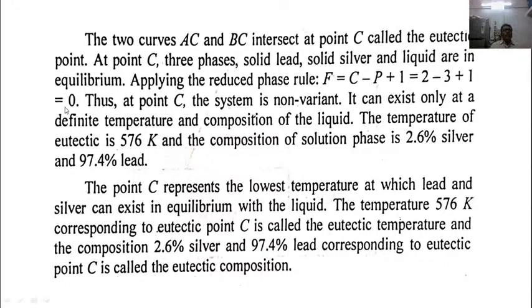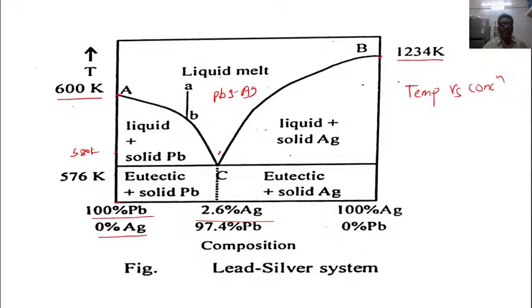And we know that it is also called a triple point because three phases are existing here. This is the eutectic point, because there is a formation of an intimate mixture. What is the meaning of eutectic? Easy melting. It is a Greek word. The meaning of eutectic is easy melting. If we increase the temperature a little bit above 576 Kelvin, then only one phase is there, that is the liquid phase.